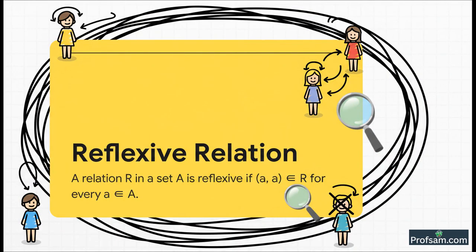And that brings us to the official NCERT definition. A relation is called reflexive if for every single element A in the set A, the pair (A, A) is in that relation. Now, the key word here, the one you absolutely cannot forget, is "every." If even one person fails this self-check, the whole relation is not reflexive.